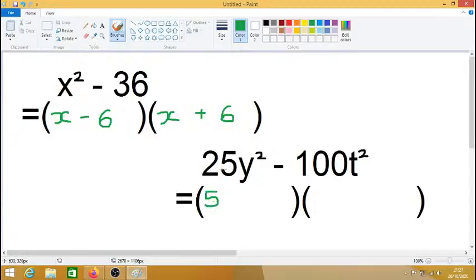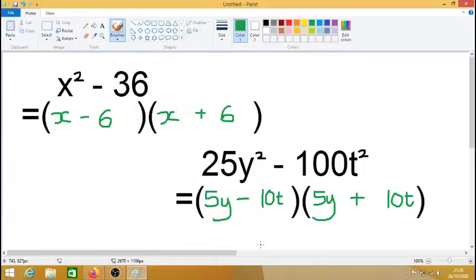So here we've got 25y squared. The area is 25y squared, which means the square must be 5y. And then we've got the second square is 100t squared. So 10t times 10t must be the side length of that one. And then we're going to add the sides to get the long side of the rectangle, and then subtract the sides to get the small side, and that's your factorized answer.